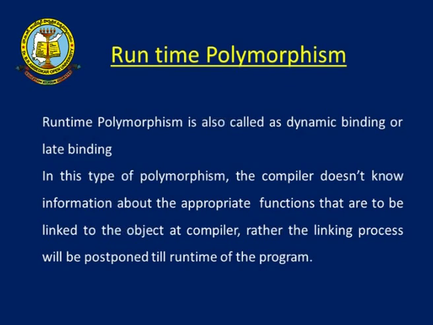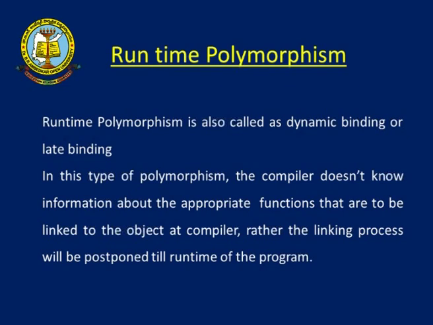Next, let us talk about runtime polymorphism. We have already seen compile time polymorphism. Compile time polymorphism can be achieved by overloading the functions and overloading the operators. Now let us talk about runtime polymorphism. Runtime polymorphism is also called dynamic polymorphism, dynamic binding or late binding.